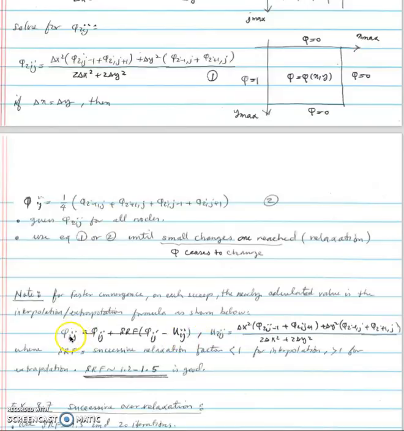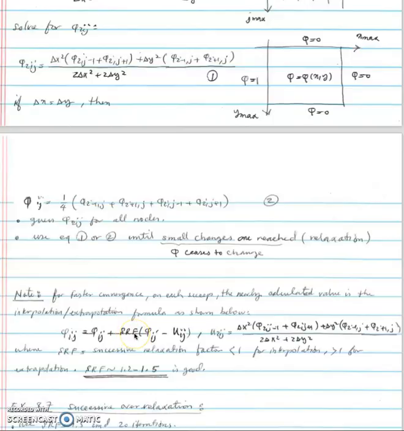I'm saying phi ij is equal to whatever I have in phi ij right now, plus some coefficient, which we call successive relaxation factor, times the difference of what I had before in phi ij and what I just calculated as uij. Now, if the successive relaxation factor is something between 1.2 and 1.5, you actually get much faster convergence compared to if successive relaxation factor is 1.